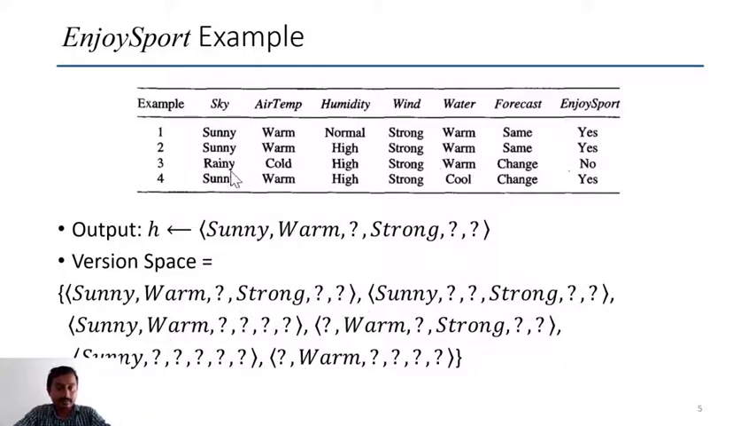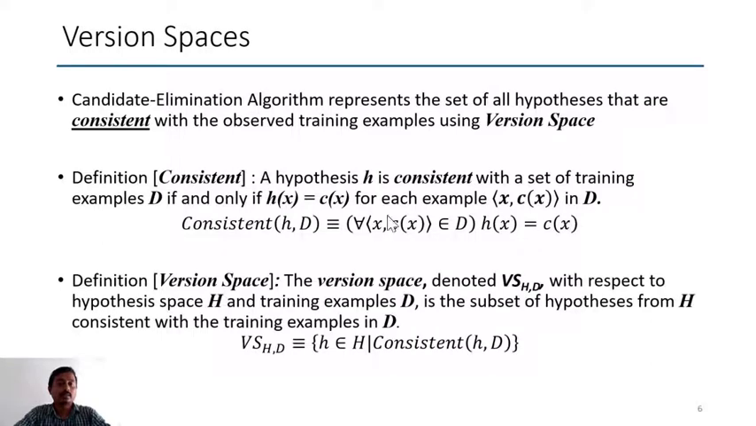Let us consider this negative example. It says rainy for sky. Here we have sunny, which is mismatching, right? So it will clearly classify that example as the negative one. So it is consistent, right? Because in the target concept also it is a negative example. So for this set of hypotheses, all the training examples are consistent. That's why this is known as the version space. Now we'll see the definitions.